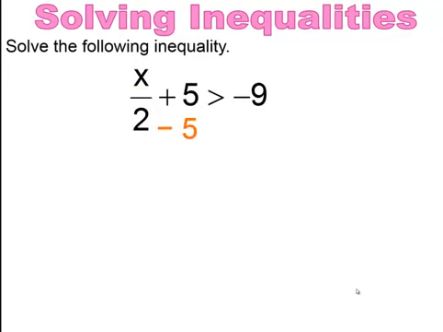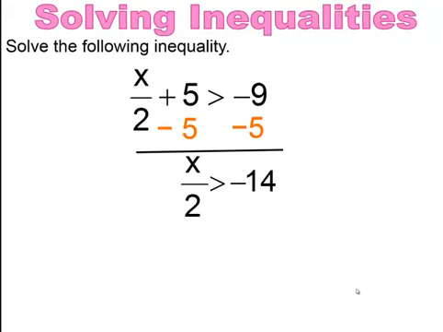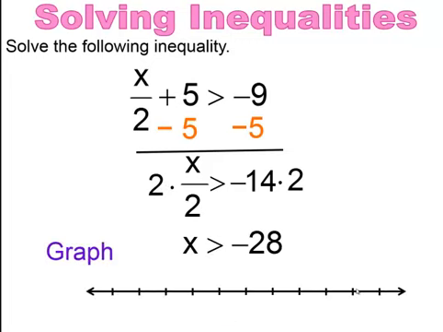So don't let this one throw you off. It's a two-step inequality. You want to first remove that plus 5 by subtracting 5 from both sides. And then you see here x over 2 really means division, and the inverse operation would be multiplication. So you end up getting x is greater than -28. You're going to have an open circle at -28, and you're shading to the right.